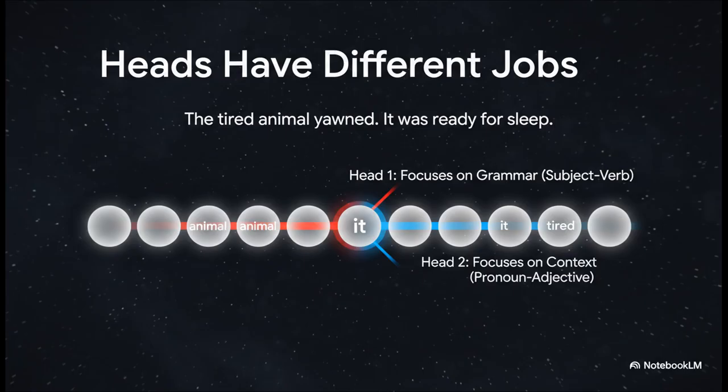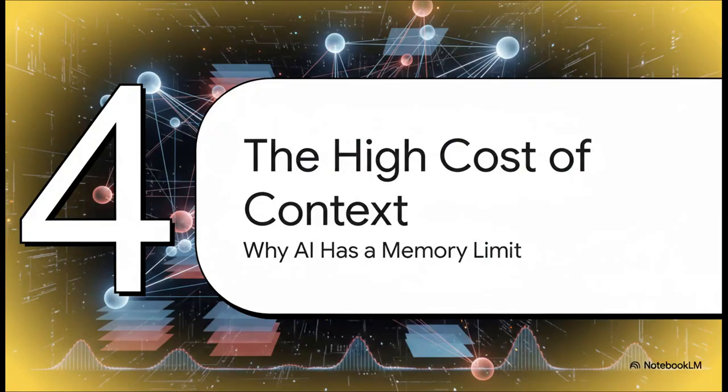So you might have one head that's a grammar nerd, and its whole job is to connect the pronoun "it" to the noun "animal." At the exact same time, another head is the context expert, and it's linking "it" to the adjective "tired." When they all put their findings together, they build this incredibly rich and deep understanding of the sentence. Now, this amazing skill, this ability to understand context, is the absolute heart of models like ChatGPT.